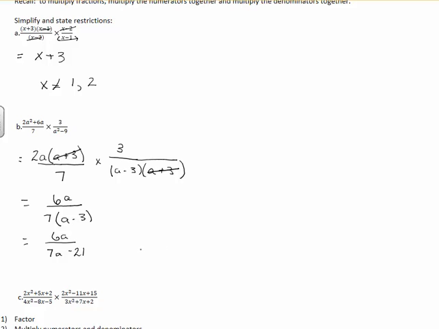There is no canceling out that we can do here. Keep that in mind because there's subtraction in between. So our a's cannot be canceled with each other. That question is finished. We just state our restrictions. A cannot be equal to negative 3 or positive 3.